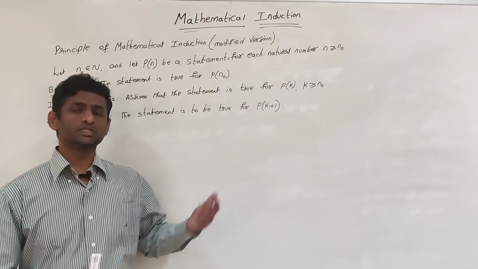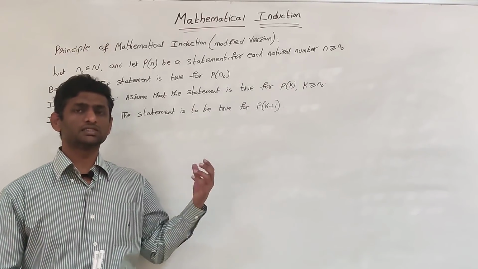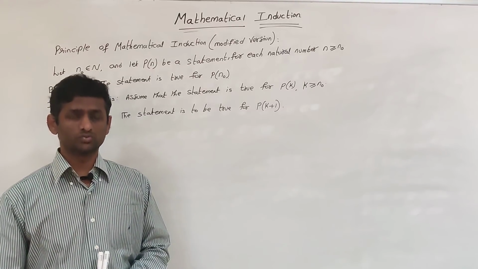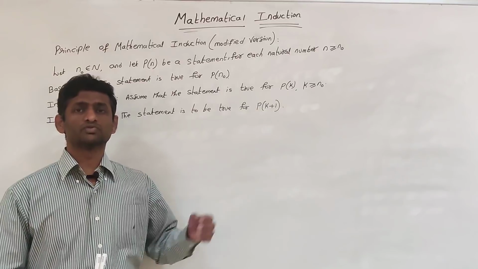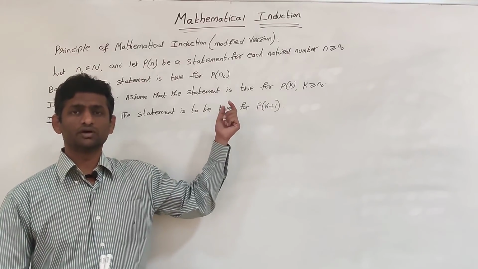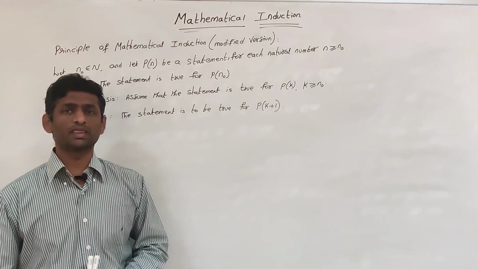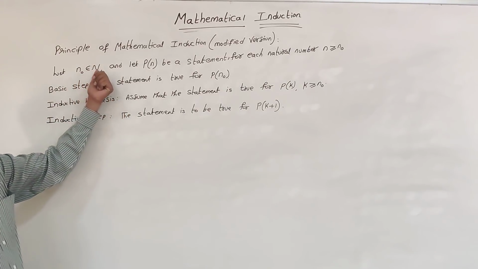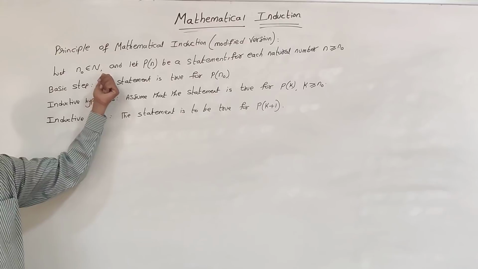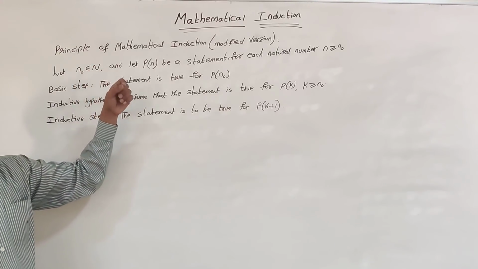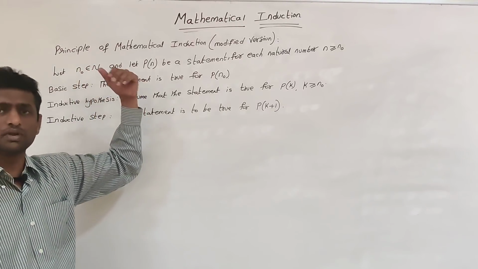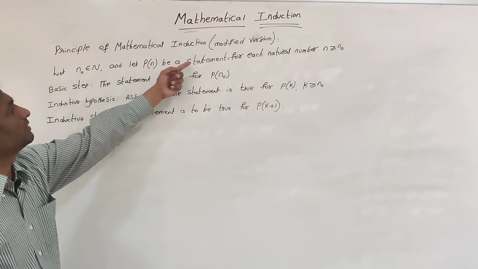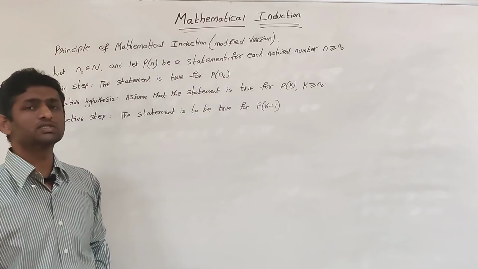As we have seen in the last example, the last statement is satisfied for n greater than or equal to 2. So based on that, we'll go for the modified definition of the principle of mathematical induction. Let n naught belong to the natural numbers. It may be not only 1, it may be somewhere in between the natural numbers. And let P of n be a statement for each natural number n greater than or equal to n naught.